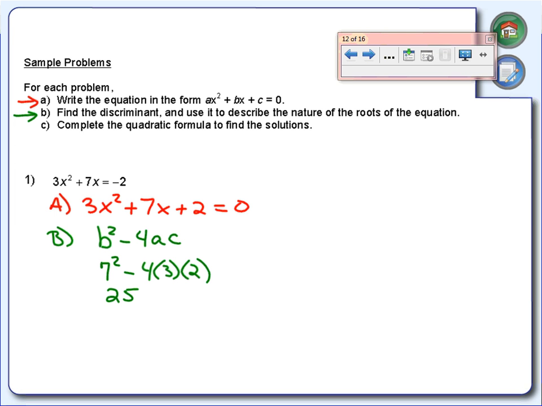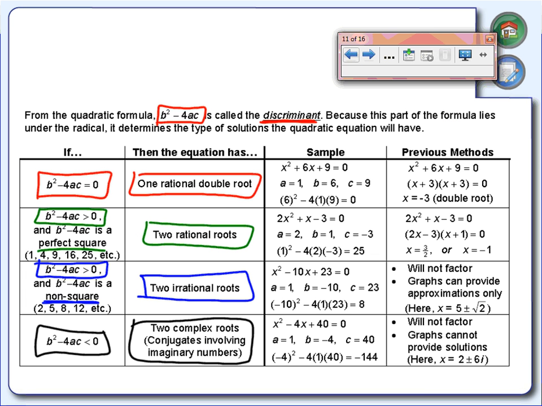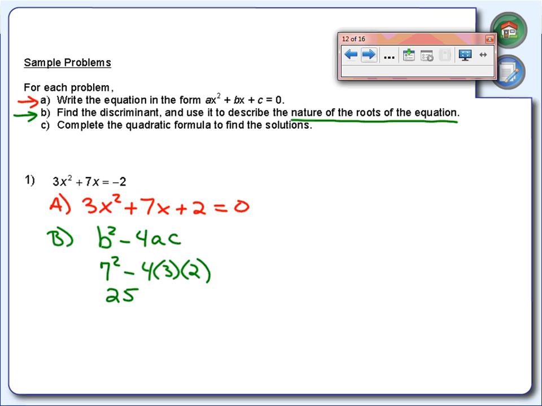Now what we need to do is describe the nature of the roots. So we got a positive number. So go back to that little chart that I gave you. This is what we're looking at. We got a positive number, which are the green and the blue here. We ended up with a 25, which is a perfect square. So it says we're going to have what kind of solutions? 2 rational roots. All right, so over here, we're just going to write down that we're going to have 2 rational roots.